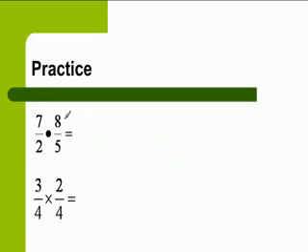Alright, so let's practice. Sometimes you can see the multiplication sign look like a dot, or sometimes you'll see the normal multiplication sign. So to multiply, you go straight across. 7 times 8 is 56. 2 times 5 is 10. And then you can simplify that.